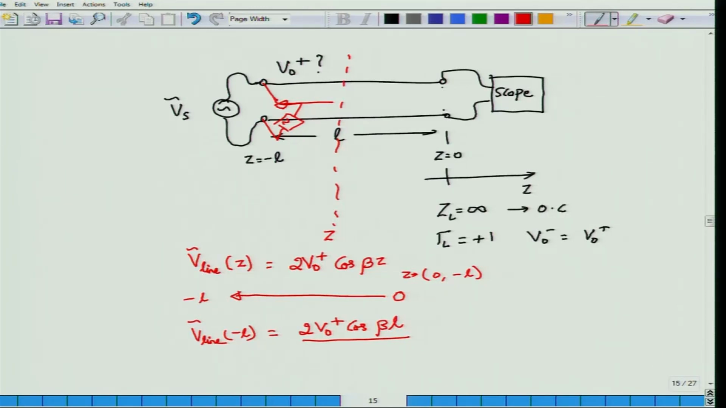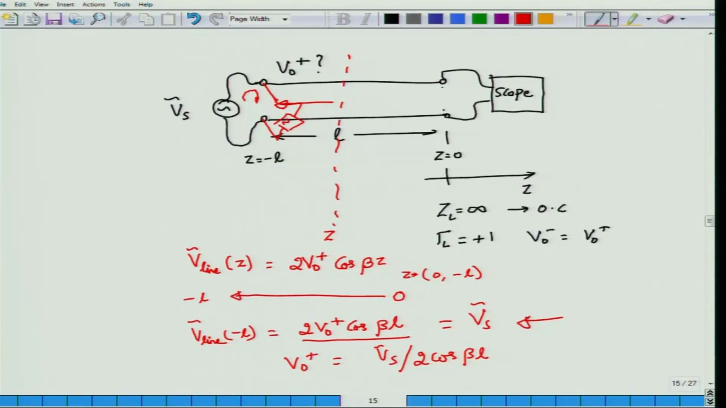But clearly KVL tells me that at this particular Z equal to minus L, whatever the line voltage that I measure must be exactly the voltage that the source is supplying, which means that this must be equal to Vs bar. Now, here is a simple equation. I was complaining to you that I cannot find V0 plus, but here is a simple equation that allows me to find the value of V0 plus. And what is that value? V0 plus is simply given by the phasor Vs divided by 2 cos beta L.